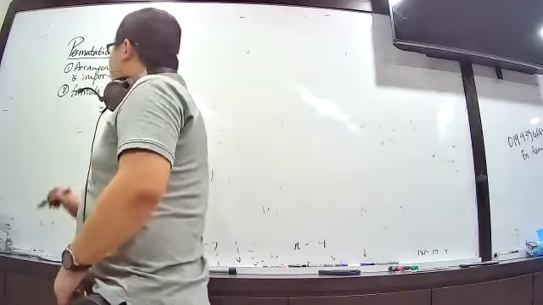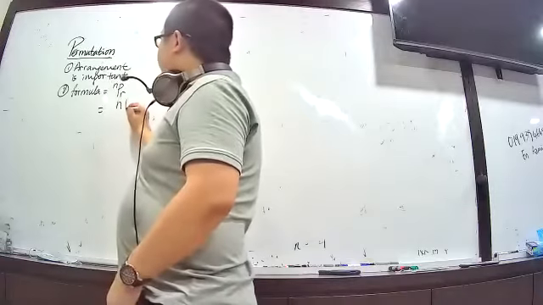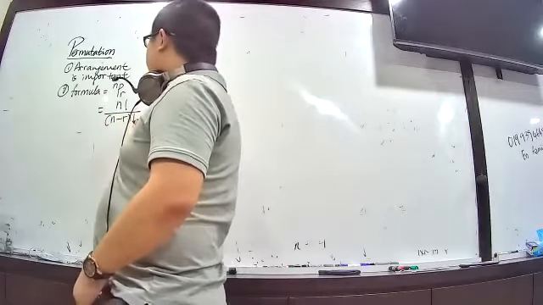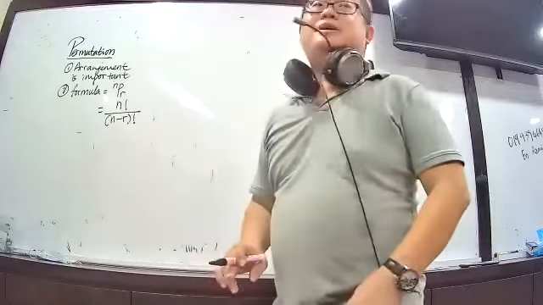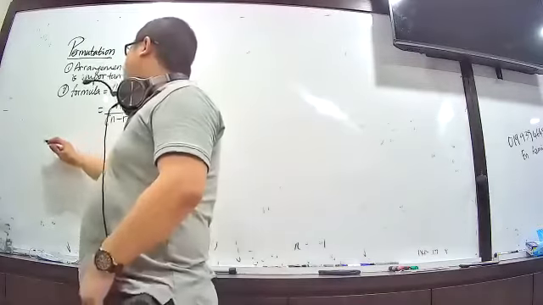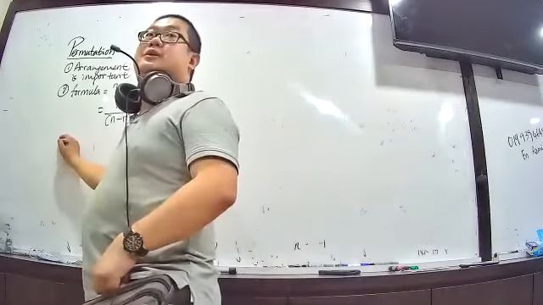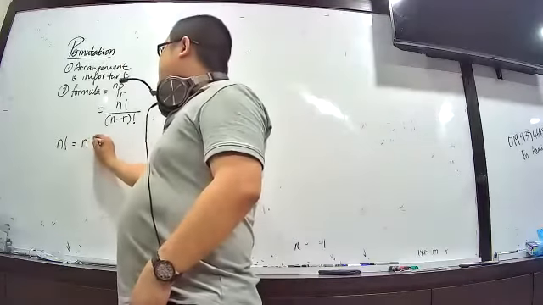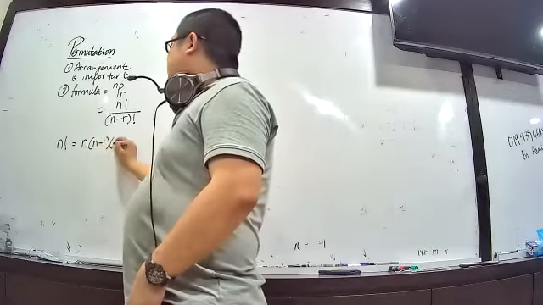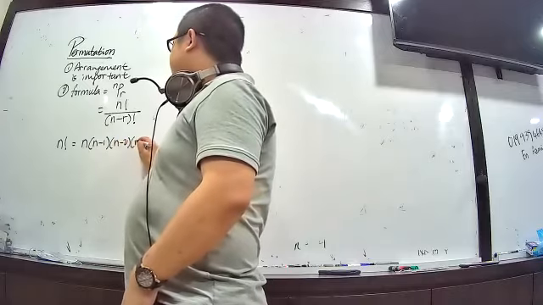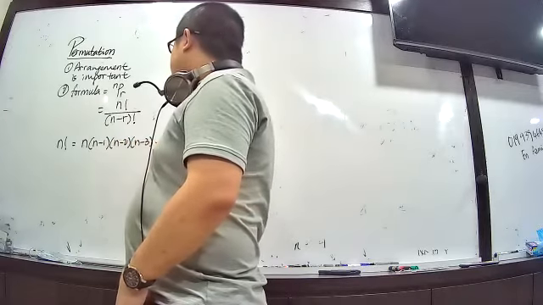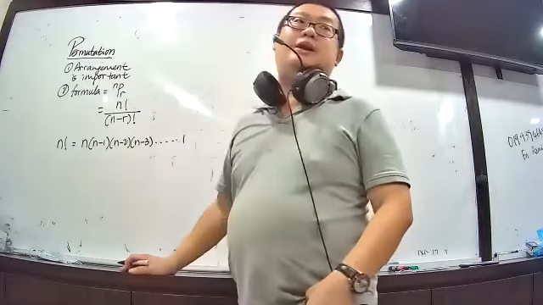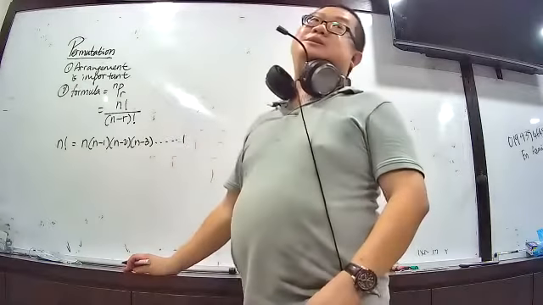nPr, or maybe we can write it down as n factorial over n minus r factorial. I already mentioned before what is meant by the factorial. So factorial actually represents n times n minus 1 times n minus 2 times n minus 3 and so on, until you get to 1. Okay, you get the answer is 1.